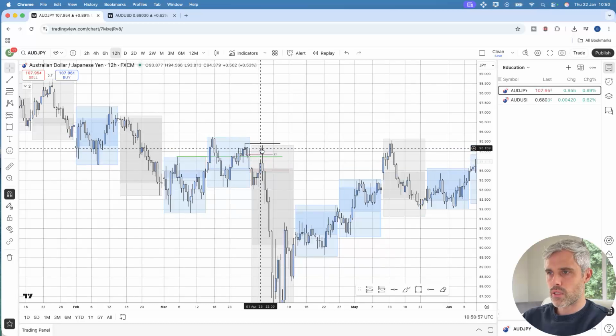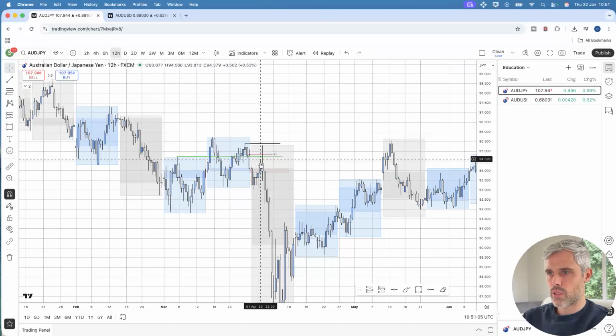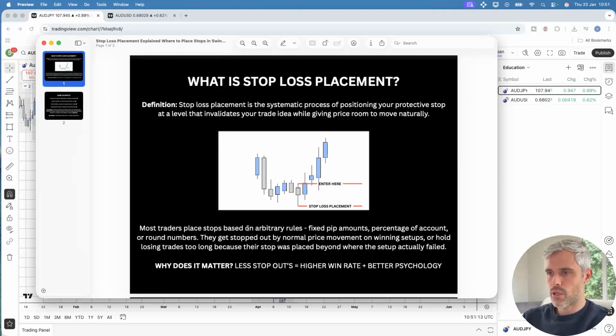It's still natural for price to want to mitigate the order block right here. So it didn't make sense to have our stop loss at the top of the fair value gap, for example, because price might want to invalidate or mitigate the order block before selling off. Most traders place stops based on arbitrary rules. So this could be fixed pip amounts, percentage of account, round numbers, and they just get stopped out in what is actually normal price movement within price legs before those price runs to their higher time frame target. Why does it matter? We want fewer stop outs because that means higher win rate and just better psychology.